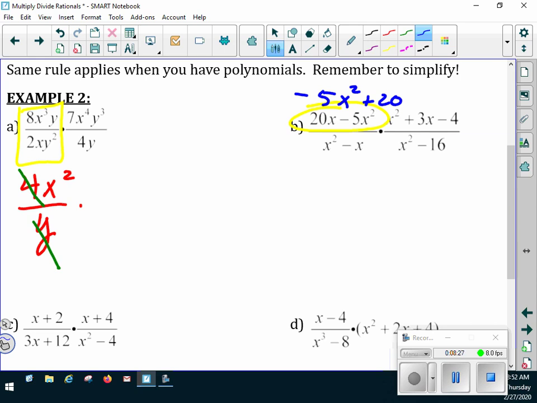What's your GCF in the numerator? It's 5, but I don't ever want you to leave your leading coefficient negative. So factor out a negative 5, okay? So we're going to have negative 5. Oh, but if you factor out a negative, what happens to all the signs? Good, they all change. So what am I left with if I factor a negative 5 out of this? X squared minus 4.